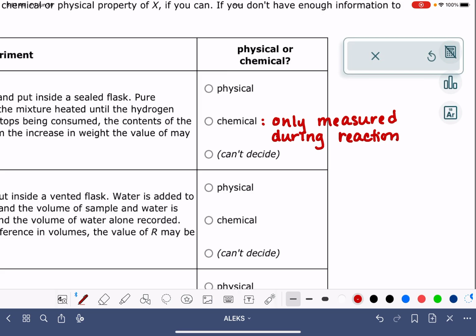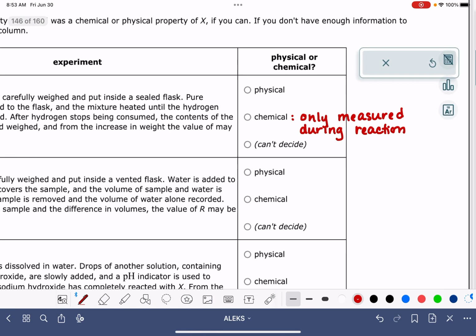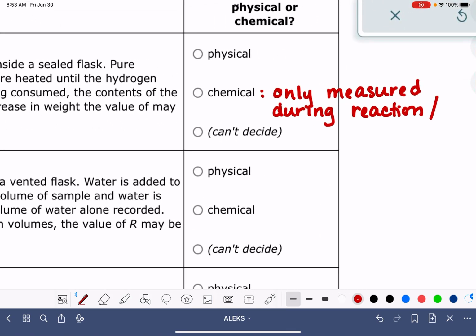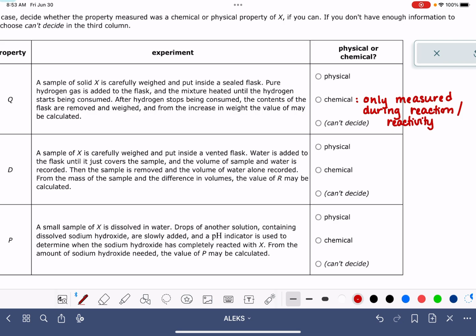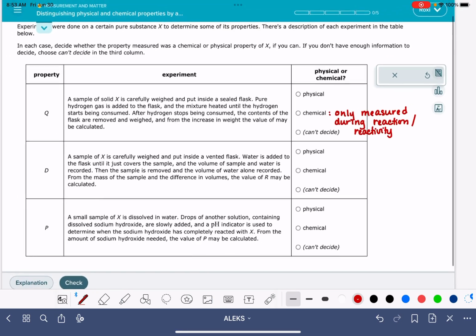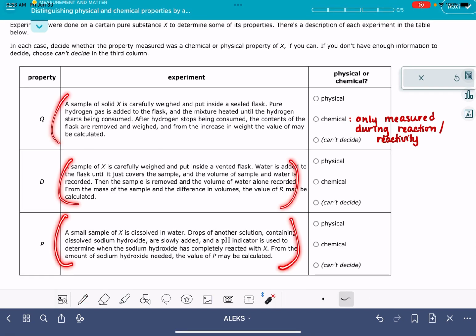A physical property is something that can be measured at any time, not during a chemical reaction. A chemical property is usually some sort of description of the substance's reactivity. A physical property is going to be something like its color, its conductivity, temperature, mass, things like that. If you're working on this problem, it's probably pretty challenging for you because these experiments are describing situations that don't make a ton of sense.